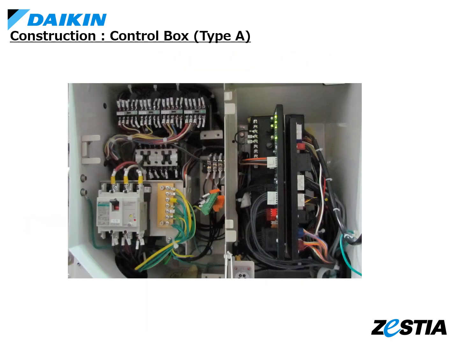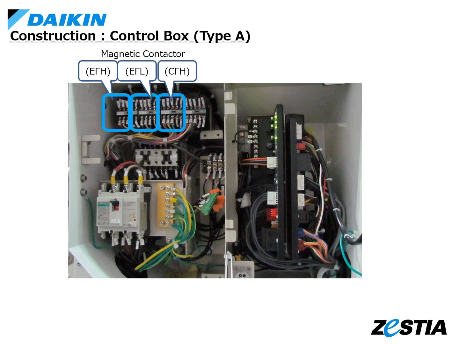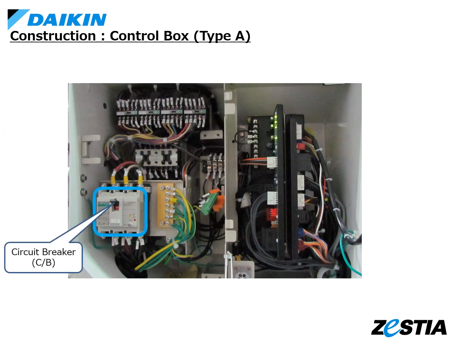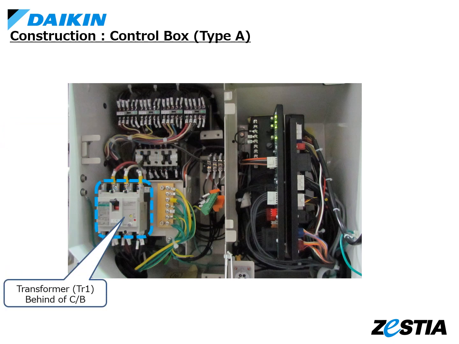Describes the position of the part in the Type A control box. These are magnetic contactors for fan. There are evaporator fan high speed, EFH, low speed, EFL, condenser fan high speed, CFH, and low speed, CFL, from the left. This is the phase correction contactor. There are PCC1 and PCC2 from the left. This is the circuit breaker. The transformer, TR1, is behind the circuit breaker.